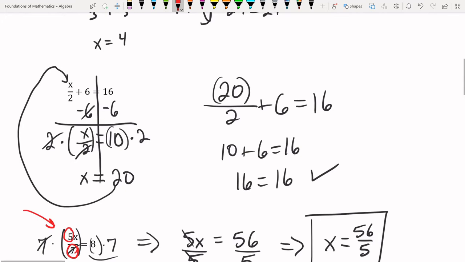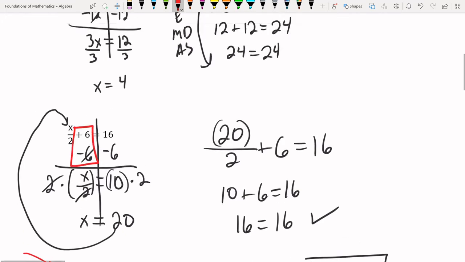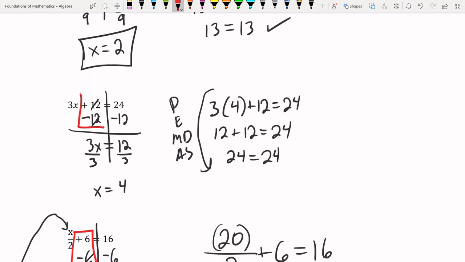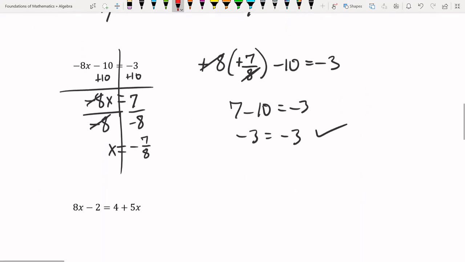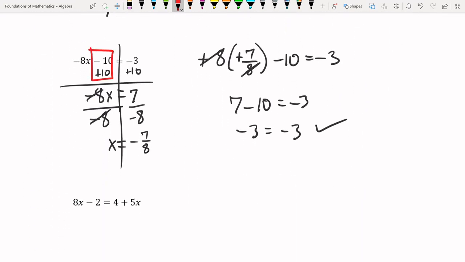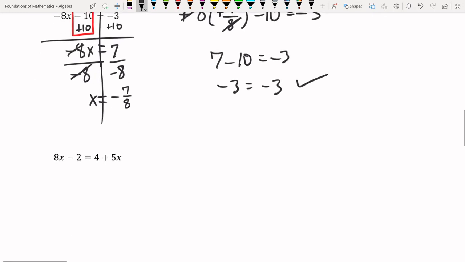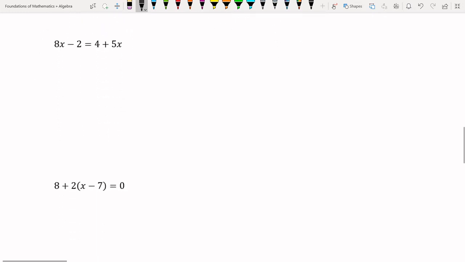However, in all of the rest of them, the first step I did was always get rid of that extra term adding or subtracting onto the variable term. That's always a good first step when you're solving two-step equations. Okay, so that's two-step equations. Now we go on to general equations.